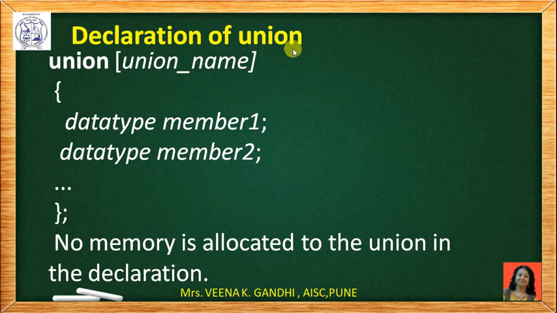How to declare a union? We use the union keyword to declare a union. So the union keyword is followed by the union name or tag name, which is an optional part. In opening and closing braces, you can define the members of the union. So data type first, then member 1, data type, member 2, like that. After the closing braces, you give a semicolon. Now for just a union declaration, memory is not allocated by the compiler. When you create the instance or variable of the union, only then will memory be allocated by the compiler.